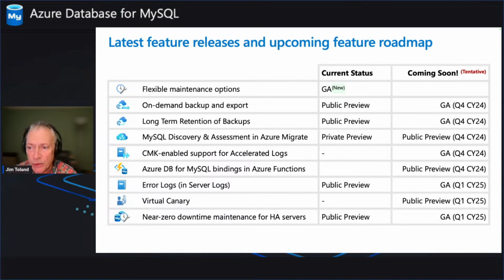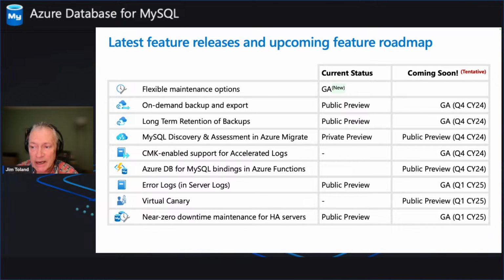On-demand backup and export is currently in public preview. This provides an ability to export at-moment physical backup of the server to Azure storage account in Azure Blob Storage using the Azure CLI. After you've exported it, you can use the backups for data recovery, migration, for data redundancy and availability, or even for auditing and other purposes. This feature will be generally available in Q4 of calendar year 24.